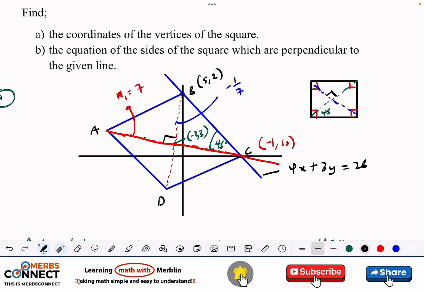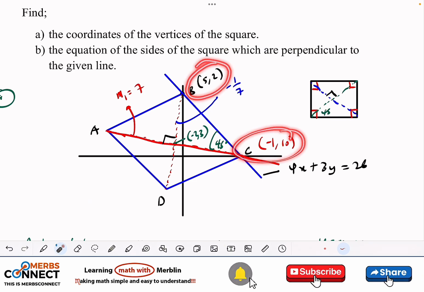So now the game gets interesting because now we have this guy, we have this guy. We need A, we need B. We don't need to do any hard work here. You see this line here?